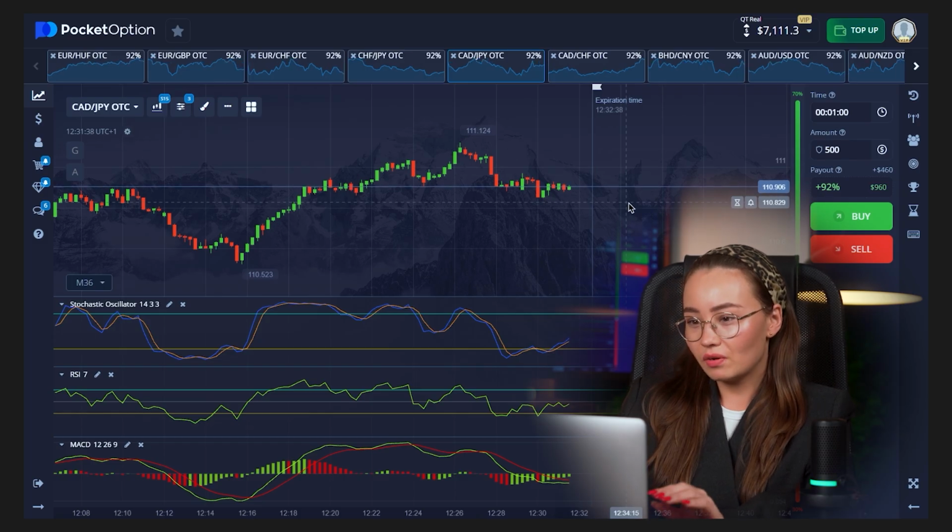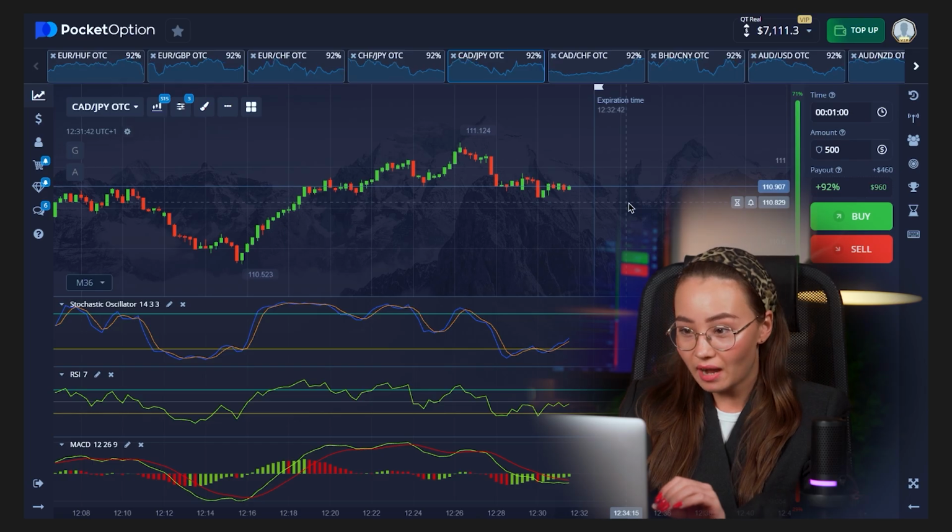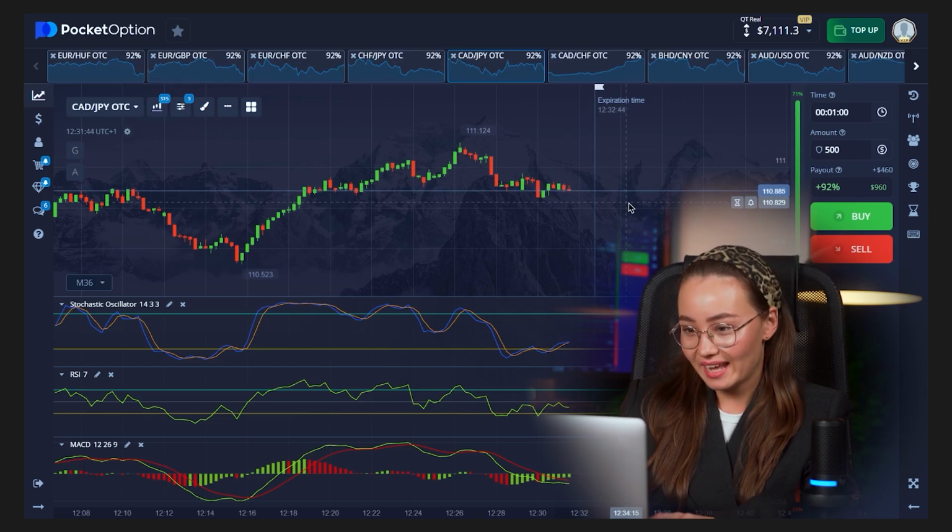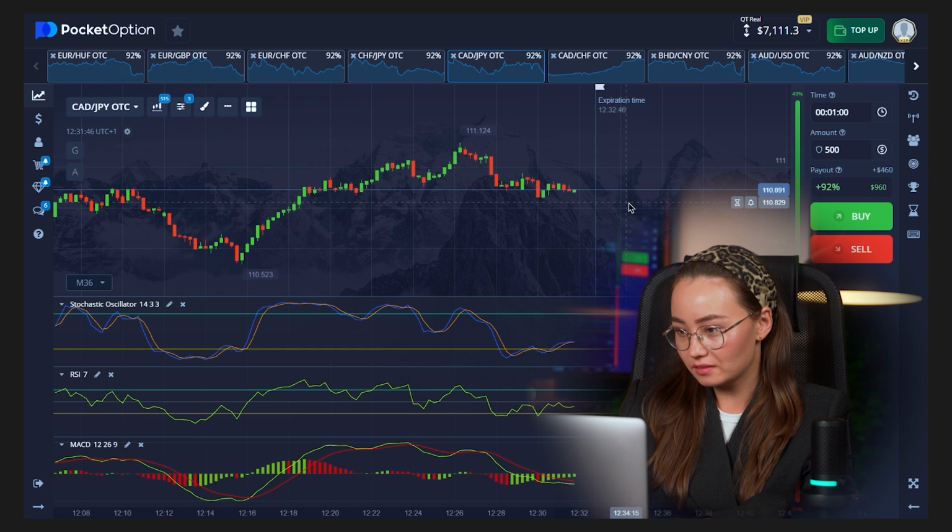This strategy is for curious minds, for traders who want to squeeze everything out of the market. And let's find more trades, guys. Let's find.